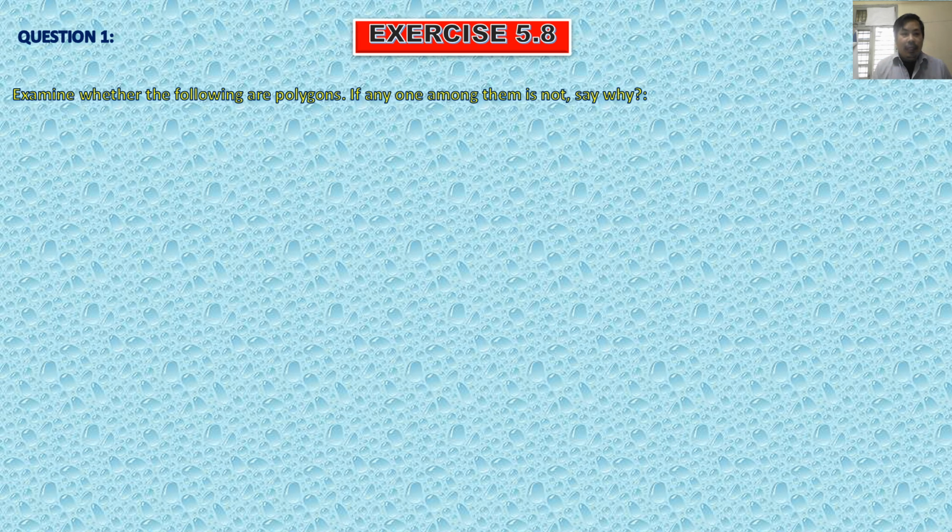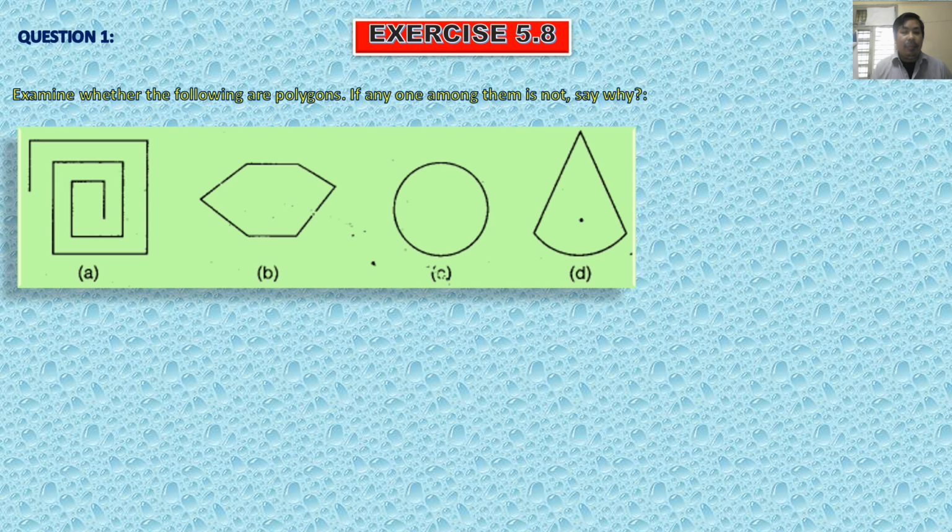So question number 1 here is: examine whether the following are polygons or not, and if one happens not to be a polygon, we have to say why it is not a polygon. Here we have a diagram given like this: A, B, C, D. It is a diagram from your book only. So four diagrams are there. Out of these four diagrams, we have to find out which are polygons and which are not. Okay, clear. So let us see the solution.